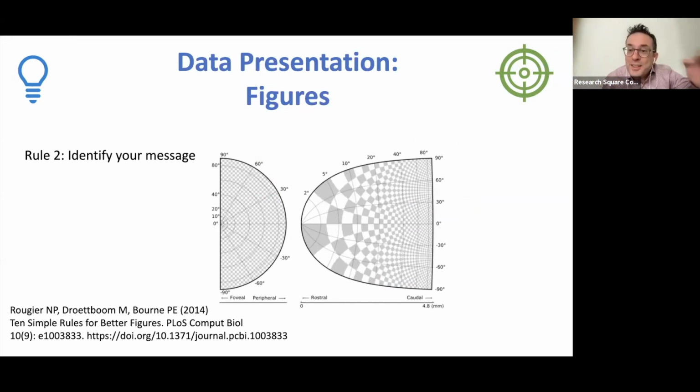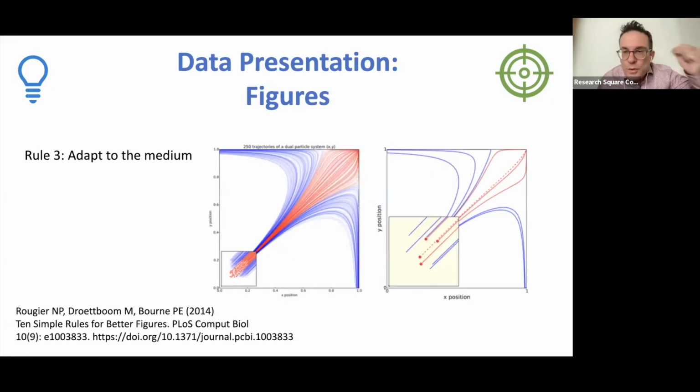Your message is the key aspect of your research paper. That's what people are reading your research paper to learn about. And so having a clear message is absolutely critical. Getting it across in your figures is also very, very important. Don't forget that most people will interact initially with the images in your research paper. So rule number 1, know your audience. Rule number 2, identify your message.